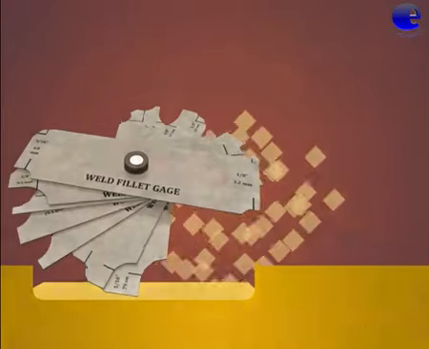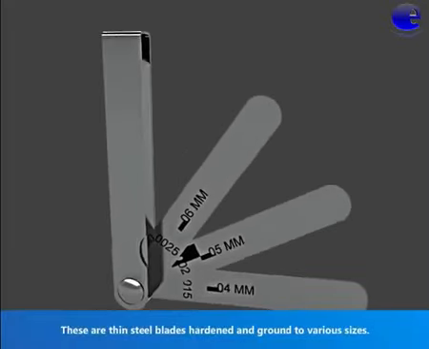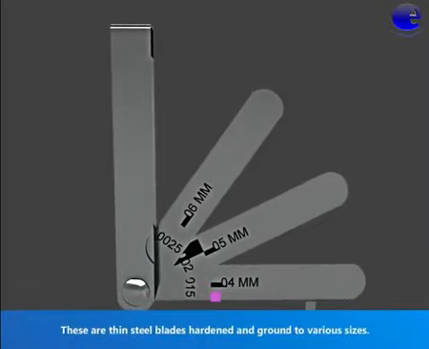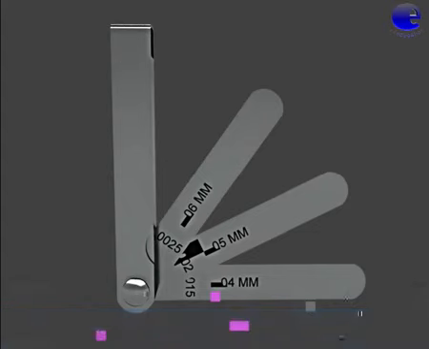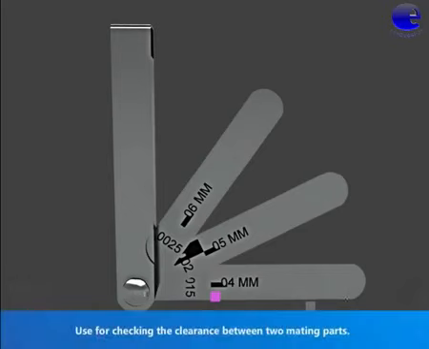Feeler gauge. Let us see a 3D model of a feeler gauge. These are thin steel blades hardened and ground to various sizes. They consist of a number of small lengths of steel of different thickness with measurements marked on each piece. Used for checking the clearance between two mating parts.